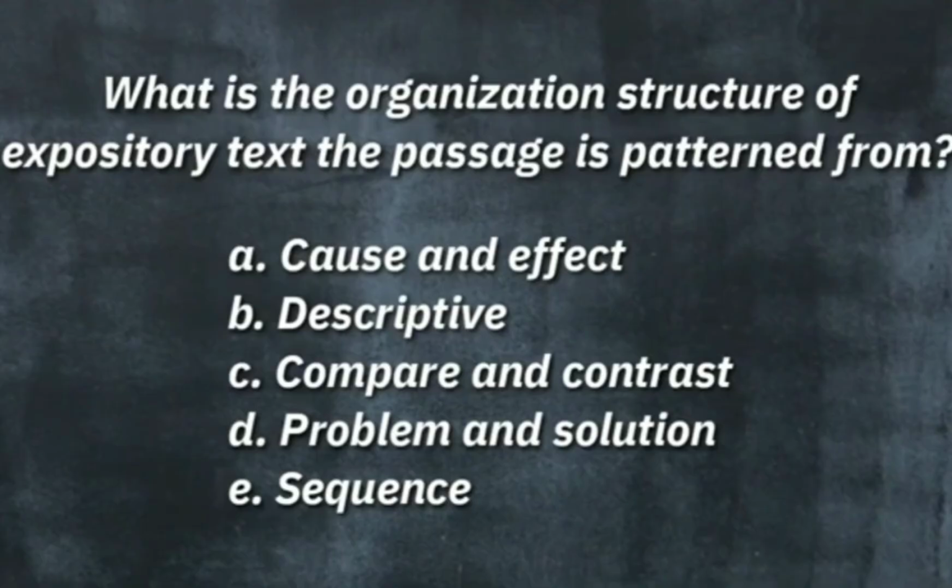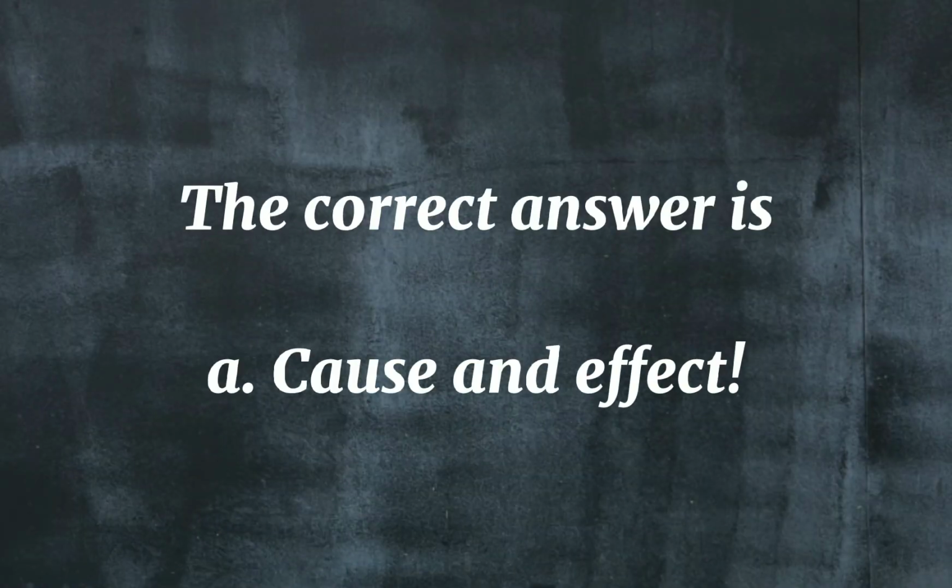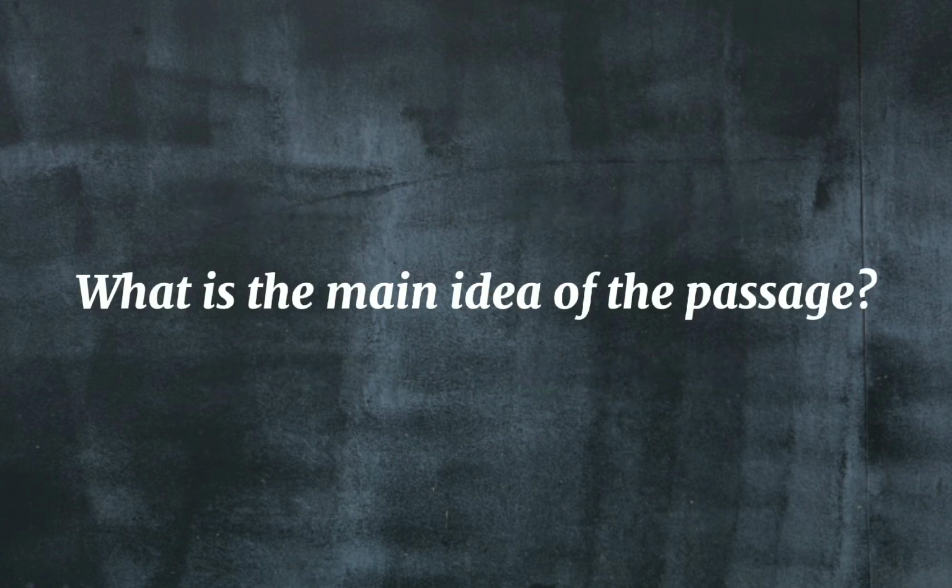Now, I need you to answer this question. What is the organizational structure of the expository text passage? A. Cause and effect. B. Descriptive. C. Compare and contrast. D. Problem and solution. E. Sequence. The correct answer is A. Cause and effect.